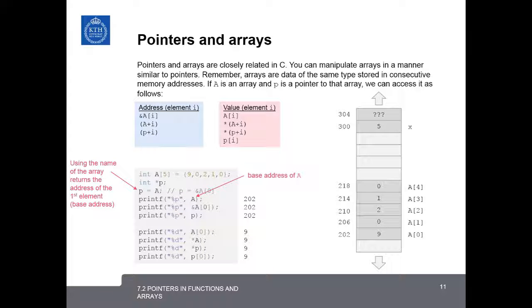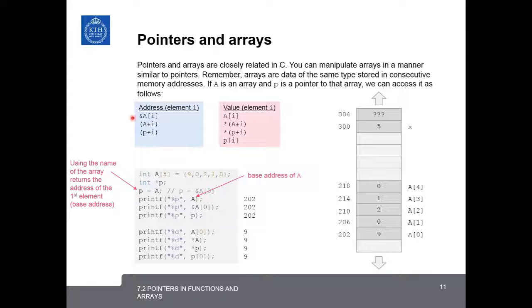Pointers and arrays are closely related in C. You can manipulate arrays in a manner very similar to how you can manipulate pointers. Remember that arrays are data of the same type stored in a consecutive block of memory addresses. So, for example, if we declared A as an array and P as a pointer to that array, we can use the following manipulations to look at the addresses of the array.